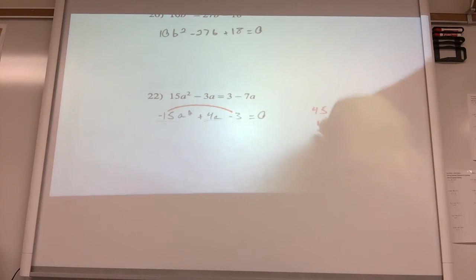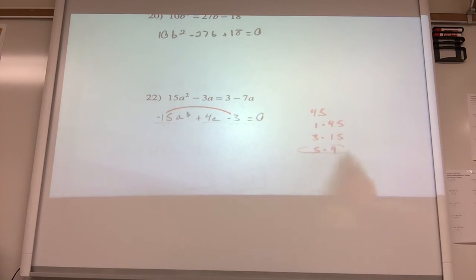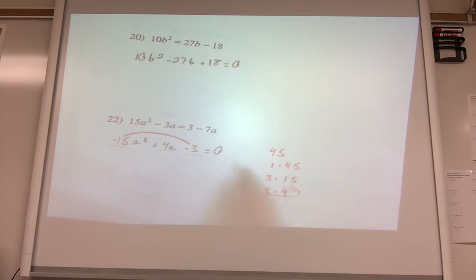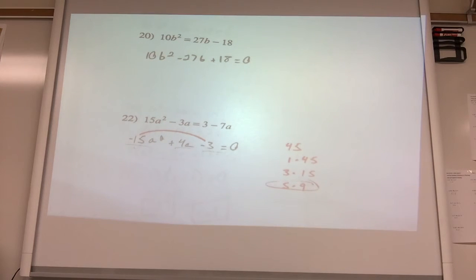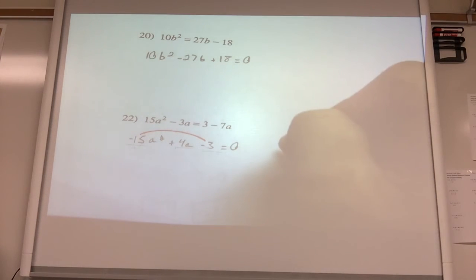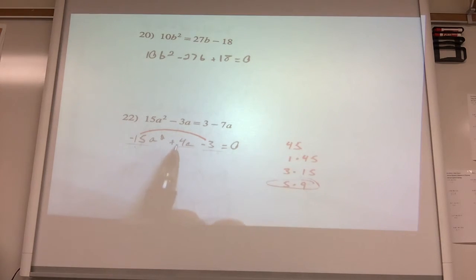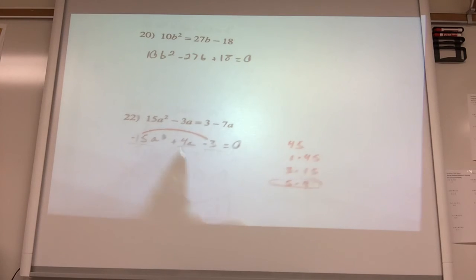1 times 45, 2, nope. 3 times 15, 4, no. 5 times 9, 6 doesn't go into it, 7 doesn't go into it, 8 doesn't go into it, 9 goes into it 5 times. So now I'm duplicating factors. Here's the factor that's going to add up to be 4. So let's see here. Negative 15, negative 3, positive 45. This is an interesting one for sure. The reason it's interesting is I'm looking for two numbers that multiply to be 45 but somehow add to be 4.